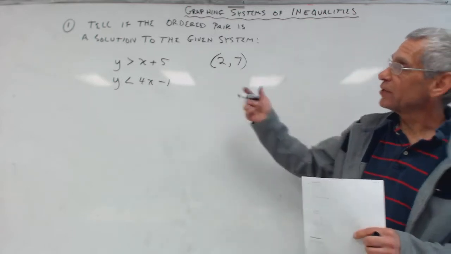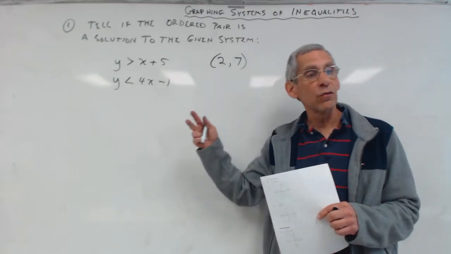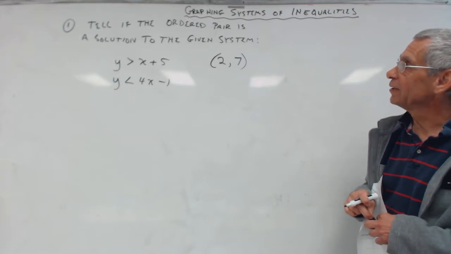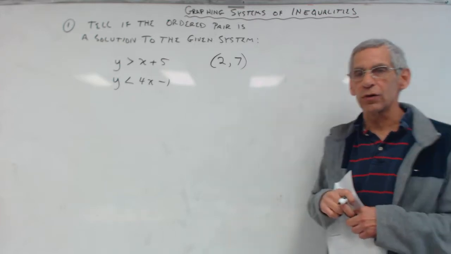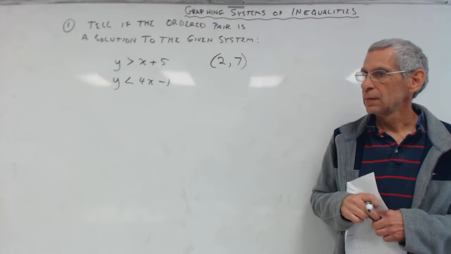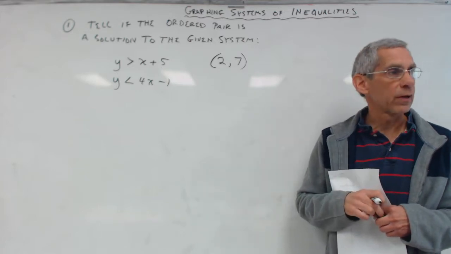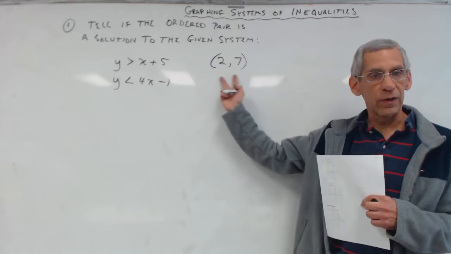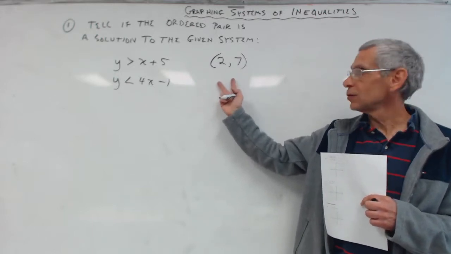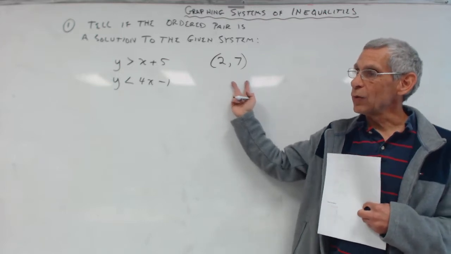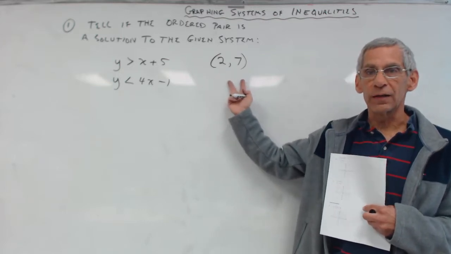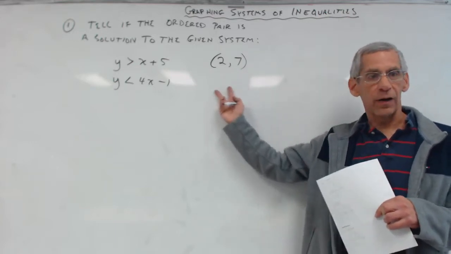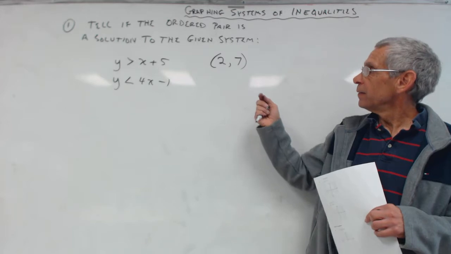However, the first type of question you could get is one where you don't actually graph. It just says, tell if the ordered pair is a solution to the given system. Where is the ordered pair in this problem? 2, 7. Yes, that is an ordered pair. It's also called a coordinate point. You're ordering the x and y in a pair, right? Okay? And make sure to give it a hug.